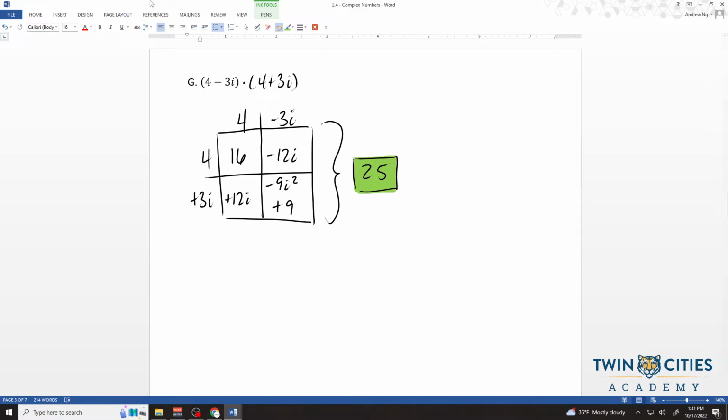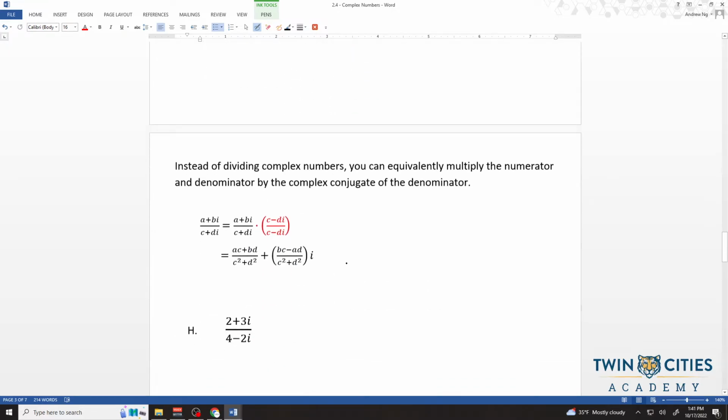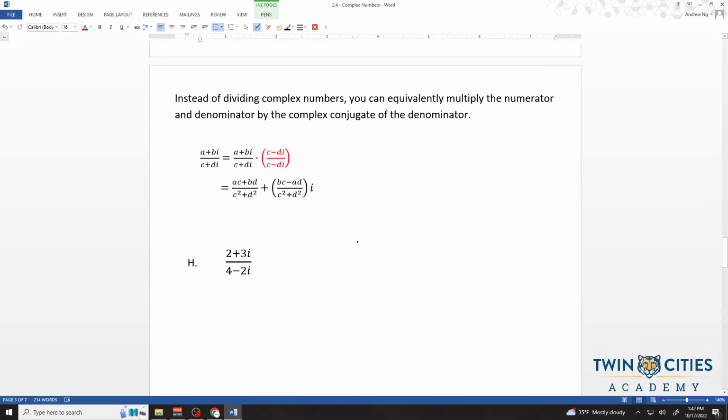All right, so we talked about adding, subtracting, and we just did multiplication. What about division? Well, as it turns out, instead of dividing complex numbers, you can equivalently multiply the numerator and denominator by the complex conjugate of the denominator, and it ends up being the same thing. This is actually a lot easier to do than trying to do actual division with these complex numbers.